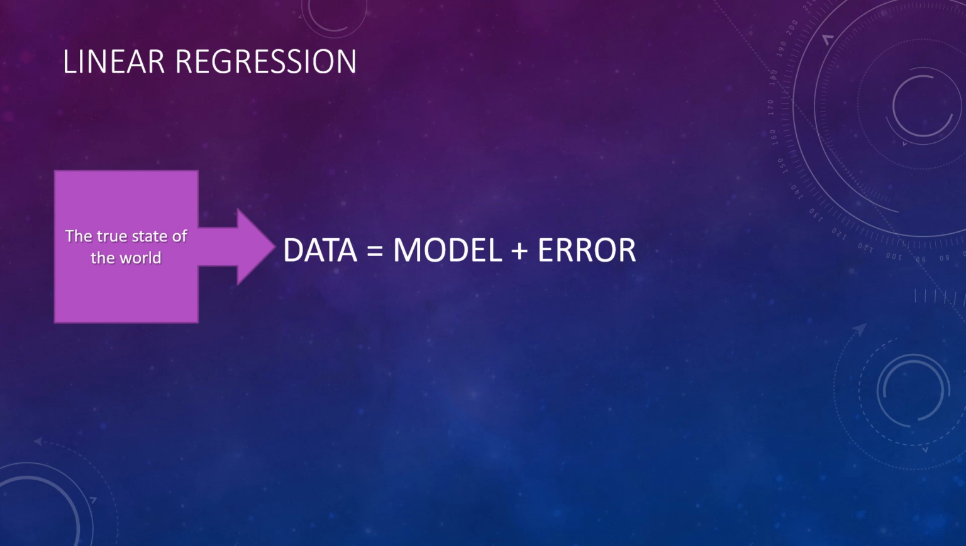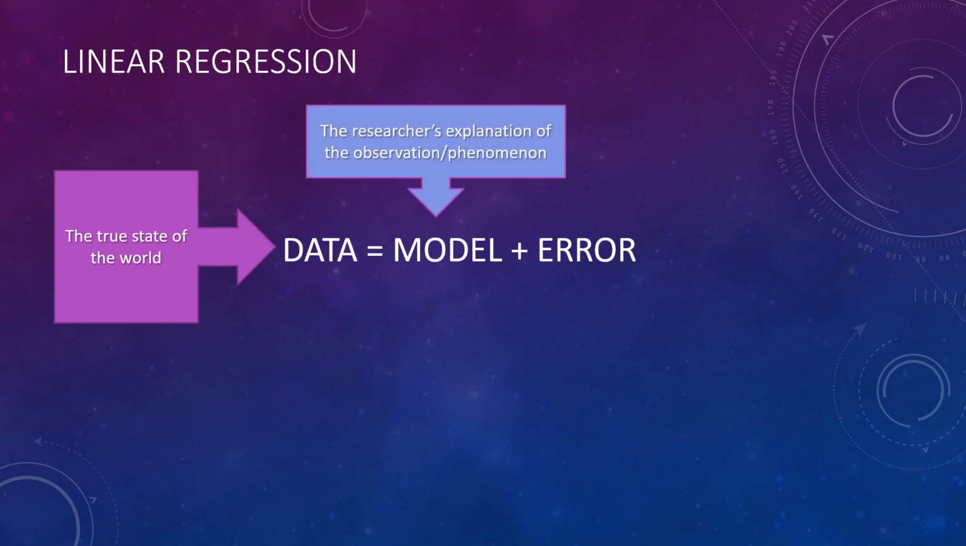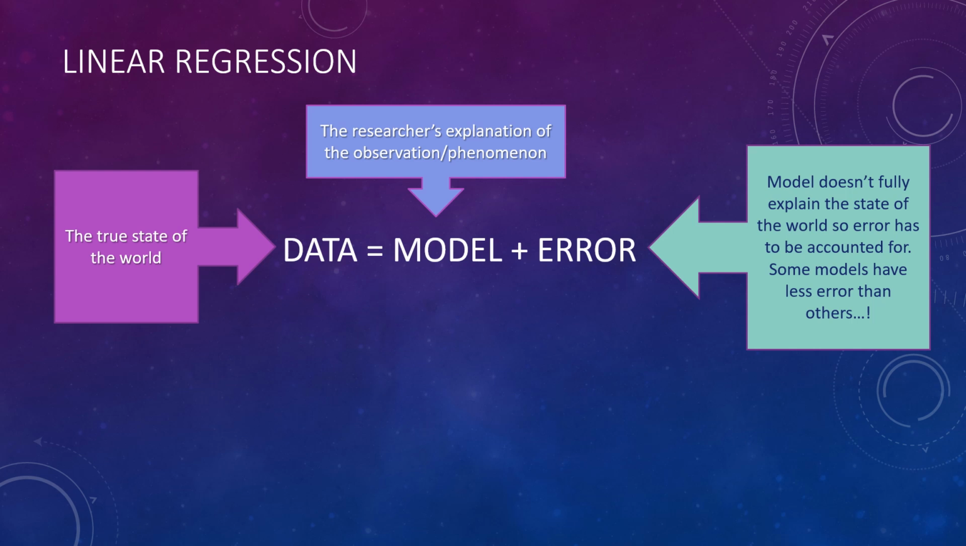And so there's always going to be error with the models. We're never going to hit that bullseye exactly dead center, never bullet on bullet. So data could be considered the true state of things or the true state of the world. The model is the researcher's explanation of the observation or phenomenon that they see. And then you've got the error aspect here. Again, the model doesn't fully explain the state of the world, so error has to be accounted for. Sometimes we put these things in as correction factors. Sometimes we just recognize, okay, there's error with this model, it's the best we can do. Maybe another model will come along with less error and we'll use that model.